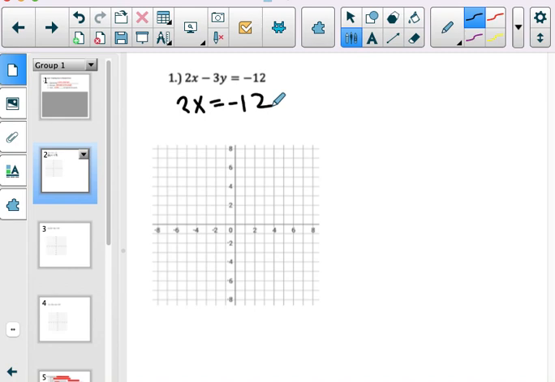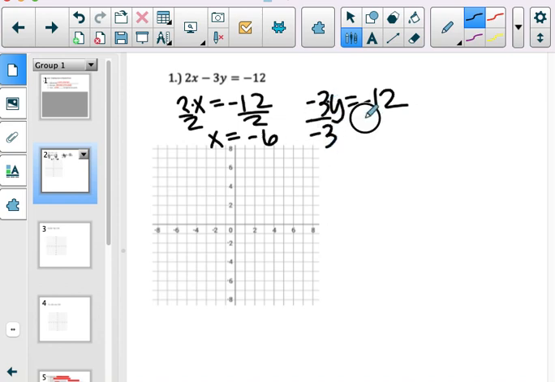And how do we solve for x? Well, the opposite of times is divide. So we're going to divide both sides by 2. My x-intercept is then negative 6. My y-intercept, where I'm at on the y-axis, I would have a value of 0 for x. So if I cover up my 2x, what do I have left? Negative 3y equals negative 12. Again, solving for y, I need to divide both sides by negative 3. So now my y-intercept is positive 4.